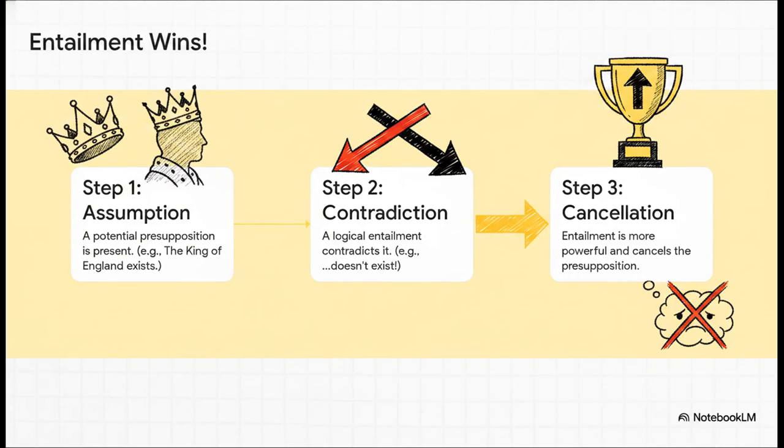Let's think about this with a simple three-step process. Imagine the sentence, "The King of England doesn't exist." Okay, step 1. You see the phrase, "the King of England," and your brain flags a potential presupposition. He exists. But then, step 2, the rest of the sentence hits you. It creates a logical entailment that directly contradicts this, that he doesn't exist. So what happens? Step 3, the entailment wins. It's stronger. It simply cancels out that initial assumption, and the final meaning is perfectly clear.